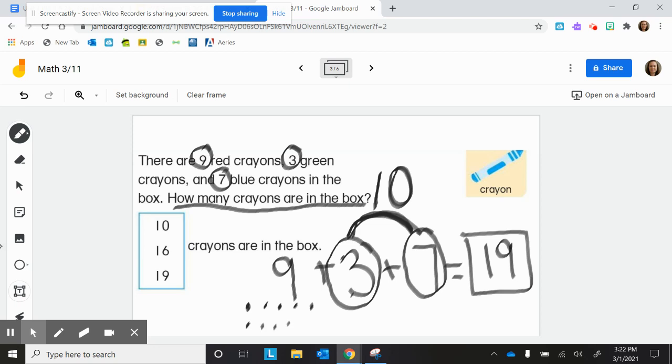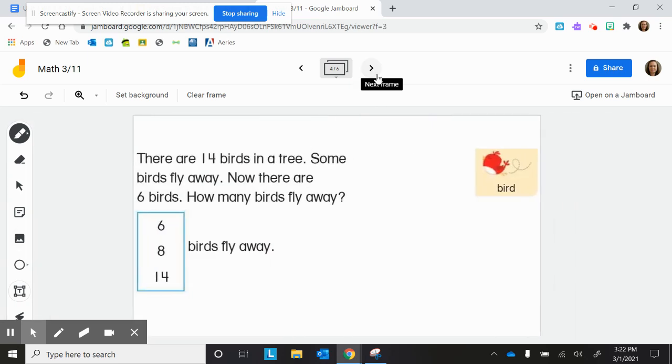Let me draw them really quick. 10, 11, 12, 13, 14, 15, 16, 17, 18, 19. We got 19. Let's circle our answer. 19. Good job. Okay, let's go down to the next one. The next one's number 17.